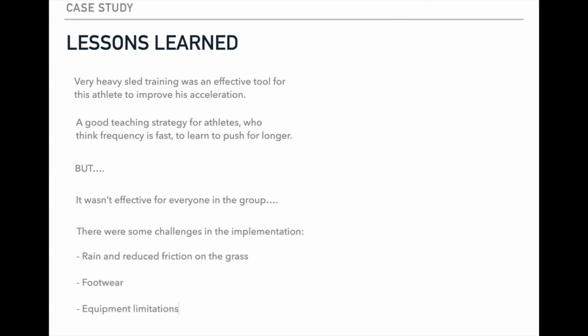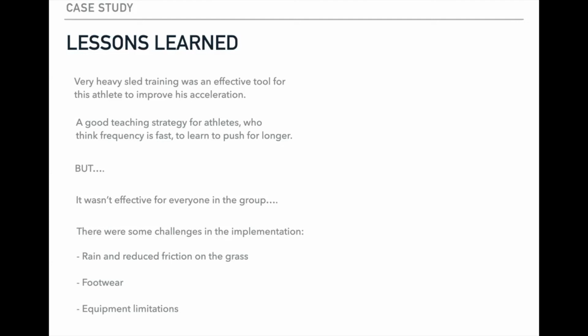Other challenges with the implementation were using the sleds in the UK where it was raining. There was reduced friction on the grass, so sometimes our body weight loads weren't having the effect that we wanted. So we had to overload those sleds a little bit more to get the same kind of stimulus. And another factor was these boys were coming out and training when they started some of their reps without studded footwear. There were problems. They were slipping and we weren't getting the traction that we needed, particularly for the heavier sets. So we made sure then that every session they came with studded boots to make sure that we could train effectively with the heavier sleds in the weather conditions that we had.